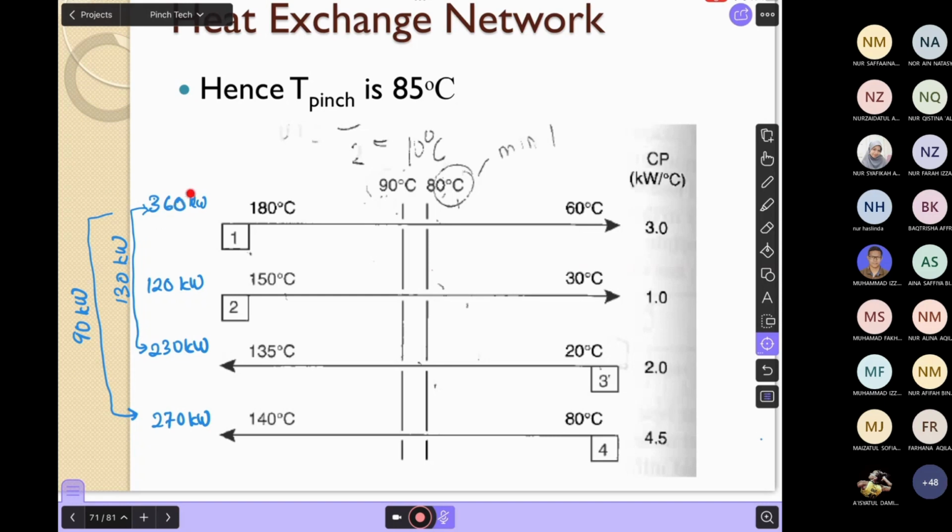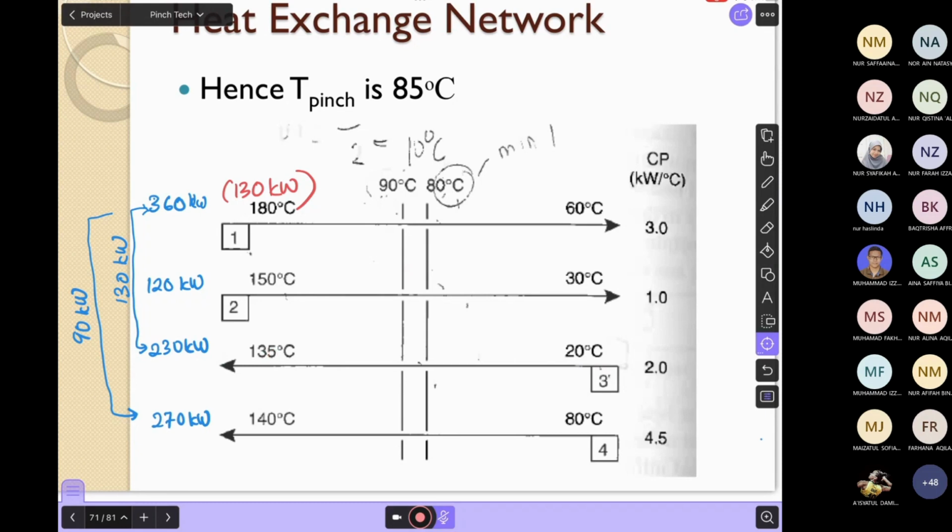Okay, you get the energy from here, but left with 130 kilowatt lagi untuk cool down the hot stream. Okay, because from 360 you donate 230 kilowatt. Therefore, it's enough to make sure that stream number 3 will have the outlet temperature to be 135.